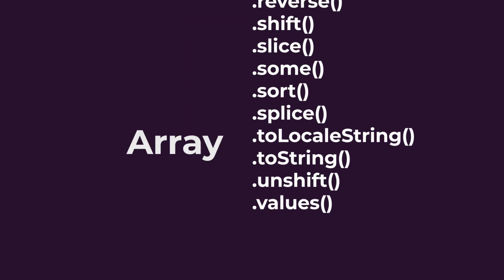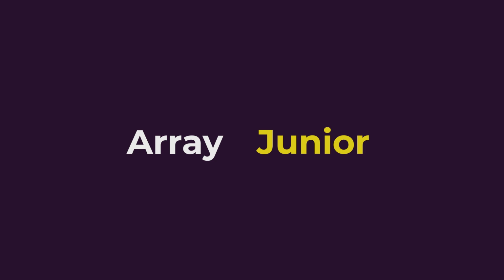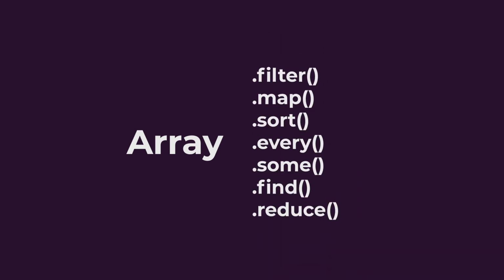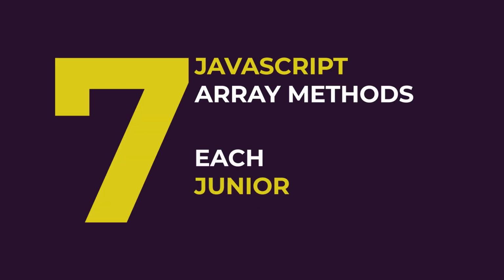JavaScript array has 37 methods in total, but as a junior developer, likely only 7 of them you will be asked during your technical interview. And in today's video, we are going to talk about these 7 JavaScript array methods each junior developer should know.